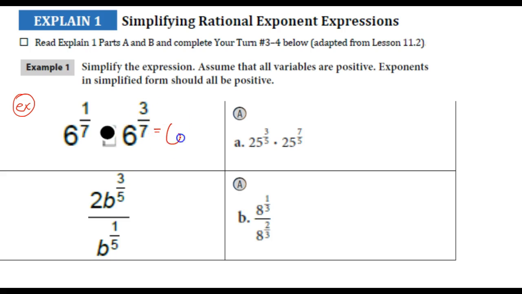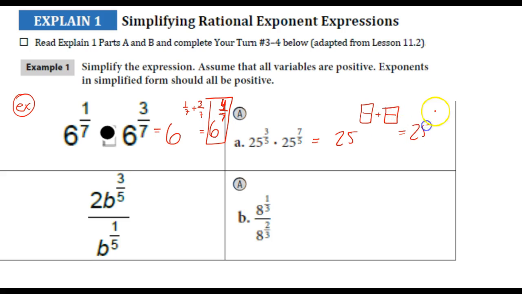So what I could do is add my exponents. And essentially 1 plus 3 would be about 4. I'm not going to add my denominators, so that would be 6 to the 4 over 7. Alright. So go ahead and try out this one. I'll kind of set it up for you, but I want you to try this out. Simplify it if you can.